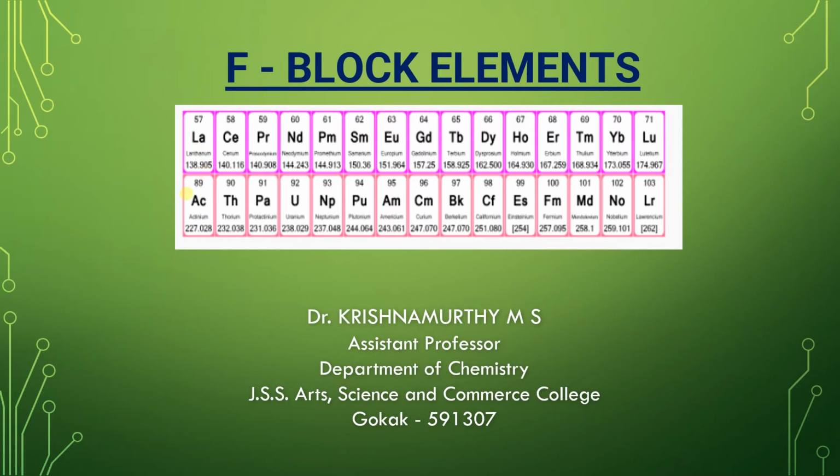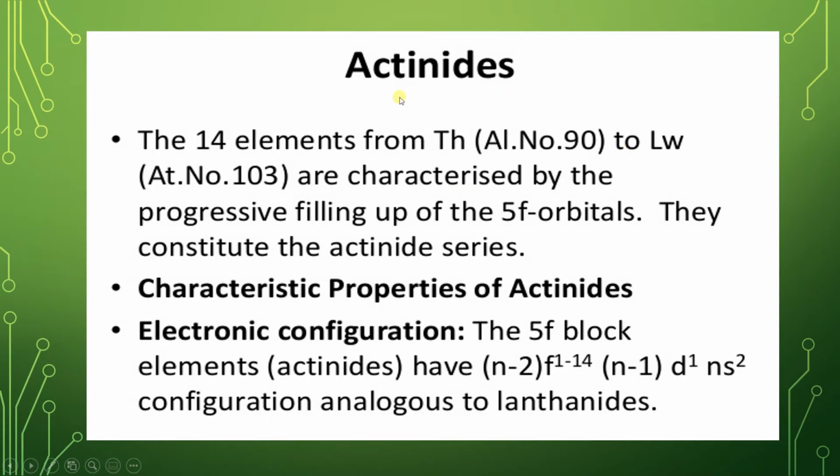Very similarly, another set of 14 elements, from thorium to lawrencium, atomic number 90 to 103, comes after actinium in the seventh period of the periodic table and is called actinides. These two series are collectively called f block elements. So today we discuss actinides.